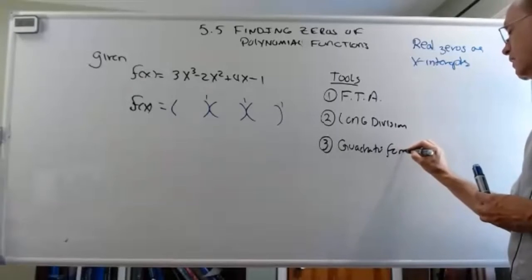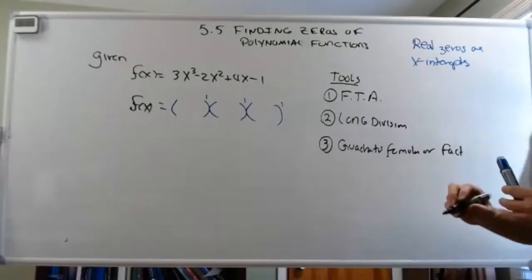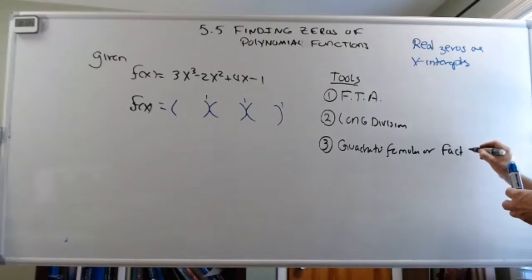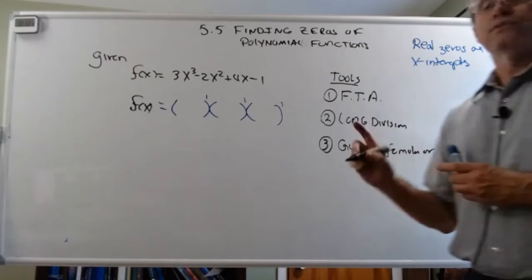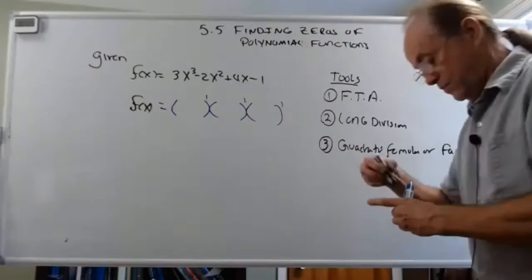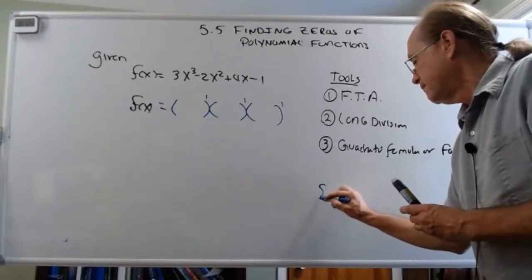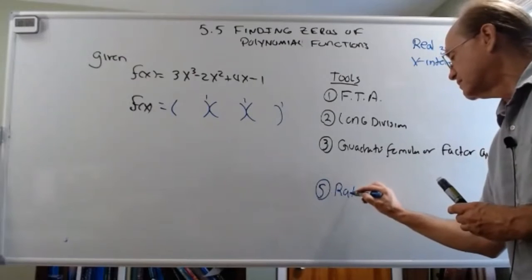Quadratic formula for factoring. Sometimes you can factor the quadratics directly, or you can use the quadratic formula to factor them. So we're going to be using that skill. We need one other tool. Now, in the old days, the other tools that we use, I'll put these in different colors down here. I'll call this 5. They use something called the rational zeros theorem.